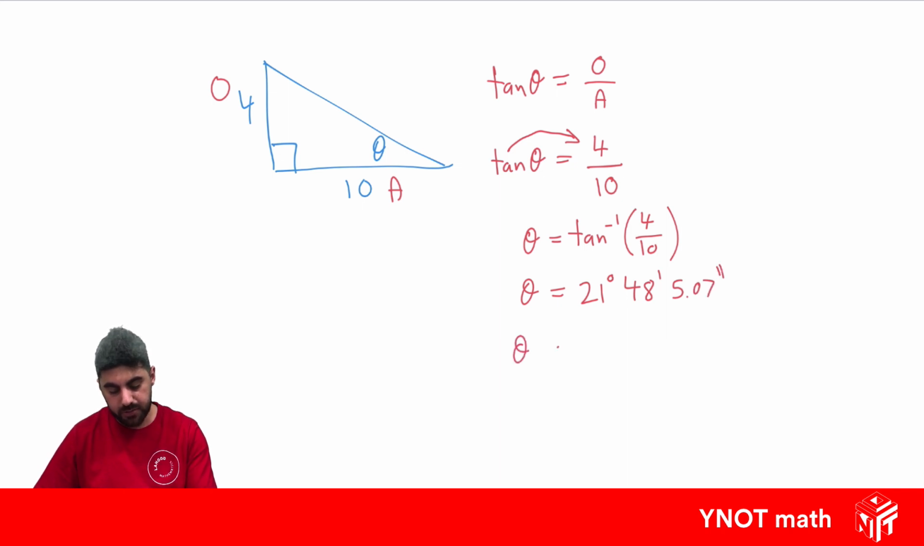If we wanted to go to the nearest minute this time, well, this is not 30 or higher, so that 48 stays as 48 minutes. So we get 21 degrees and 48 minutes to the nearest minute this time.